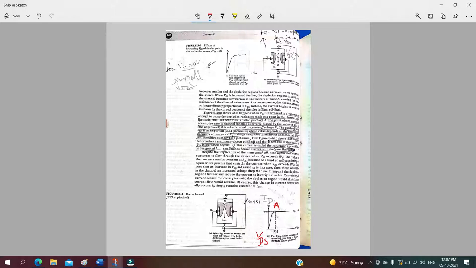Now what will happen when the magnitude of VDS becomes equal to VP? VP is the pinch off voltage. It is fixed for a given JFET. It is defined at VGS, gate to source voltage, equal to 0. What will happen when VDS is increased to a value equal to the pinch off voltage of a given JFET?